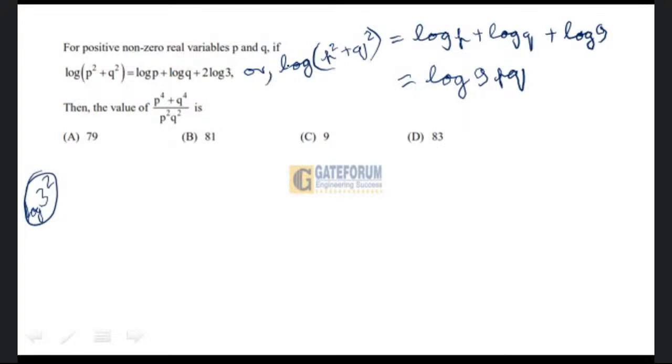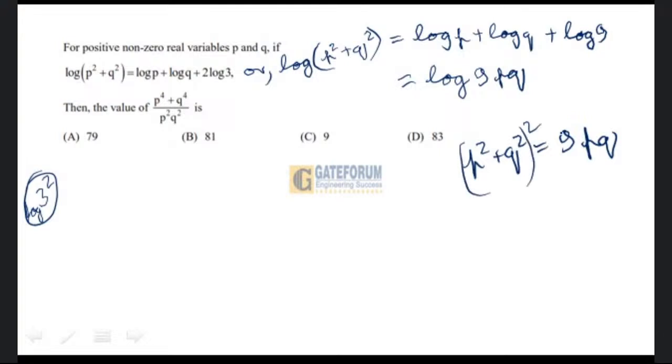Now, because the log of this is equal to log of 9pq, therefore p square plus q square can be said to be 9pq. I hope we understand that. Let us square both the sides.